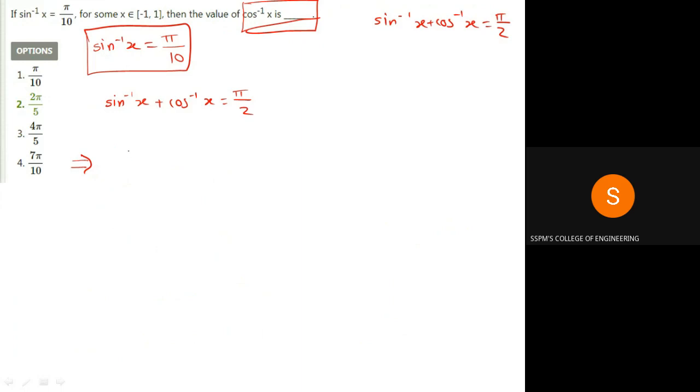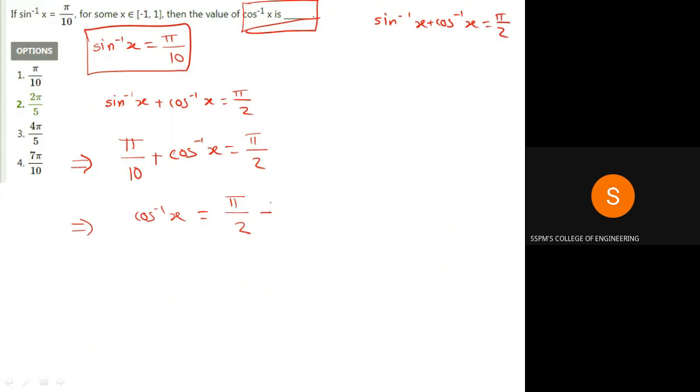So what is the value of sin inverse x? It is pi by 10. So we will put this value over here. Okay, so pi by 10 plus cos inverse x is equal to what? Pi by 2. Very easy example. Okay, so cos inverse x is equal to what? Pi by 2 minus pi by 10.